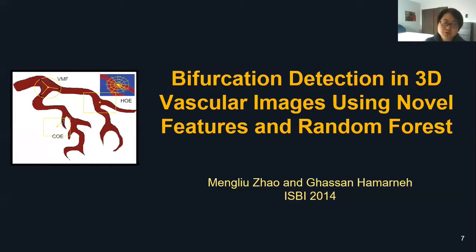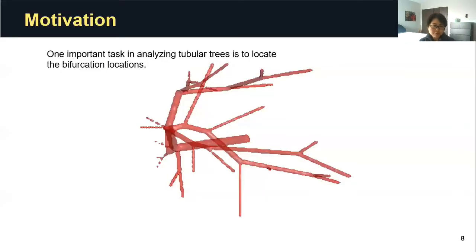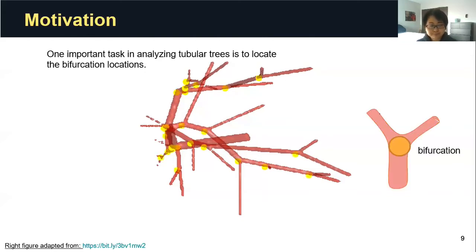So let's move on to the first contribution of this thesis, bifurcation detection in 3D vascular images using novel features and random forest. The motivation is this: we want to locate all the bifurcation locations in a 3D tubular tree, and we try to use a machine learning method for doing that. A bifurcation is a place where a major branch bifurcates into two smaller branches, and we want to locate all those places in a 3D image.